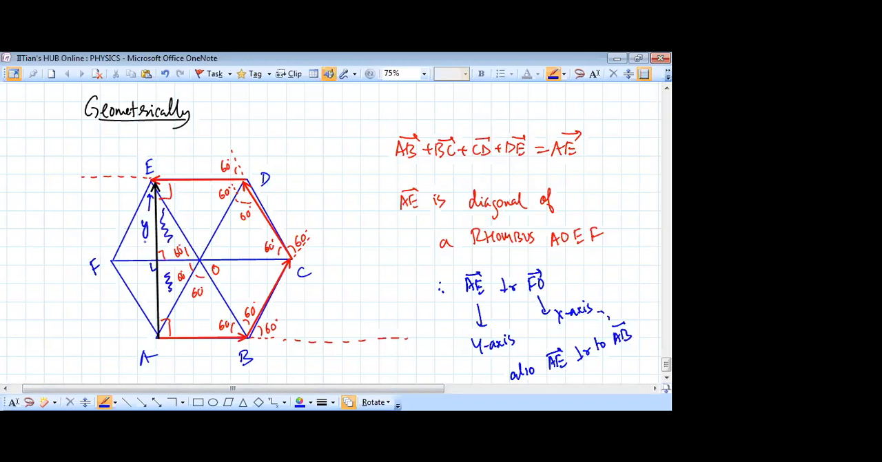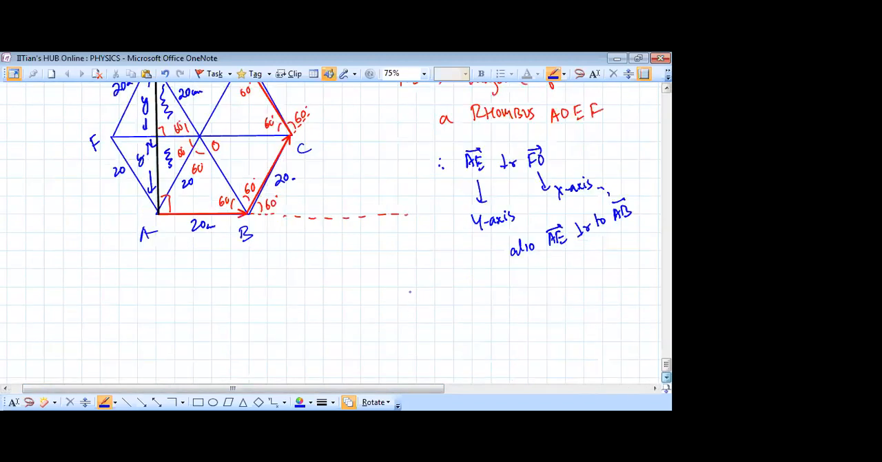So again, in this right angle triangle, this side is Y, suppose. So this side is also Y. And all these sides are equal because they are all equilateral triangles. So this is also 20 centimeters. This is also 20, this is also 20, this is also 20. They are all equilateral triangles. So the magnitude of AE will be 2 times Y in that diagram. So that will be 2 times 20 sine 60. So that is 20 root 3. Yes. So the magnitude of AE.